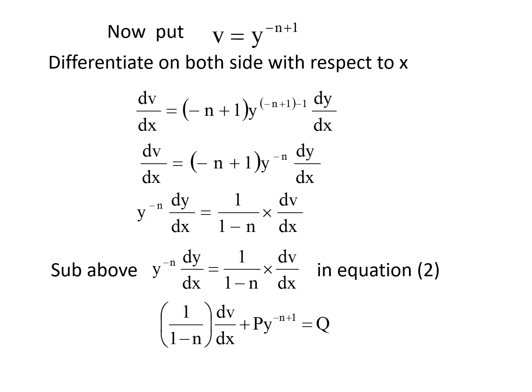In the previous slide we got equation 2, that is y^(-n) dy/dx + p y^(-n+1) = q. So we have to make this Bernoulli's equation into a linear differential equation. For that we have to substitute or put v = y^(-n+1). Move on to the next line.